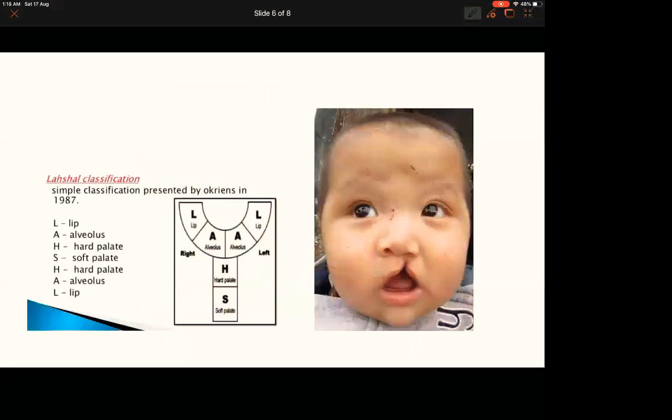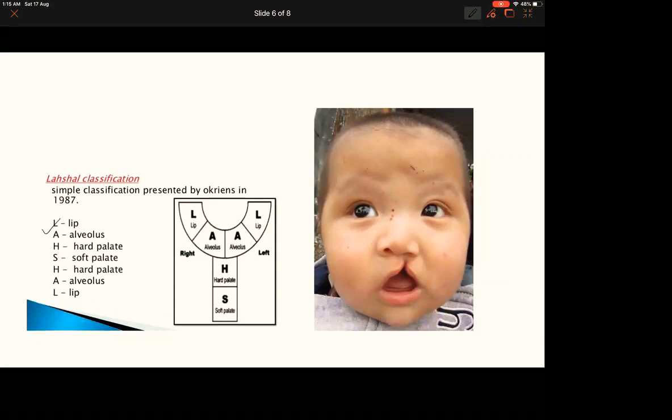Before I end the day, there is a newer system given in Bailey and Love a long time back, called the LAHSAL system. This LAHSAL system was given by a man called Kernahan, and he was the one who brought this in as an idea. Now, what is complete, what is incomplete? When you talk about the LAHSAL system, please remember the L of the LAHSAL is the lip.